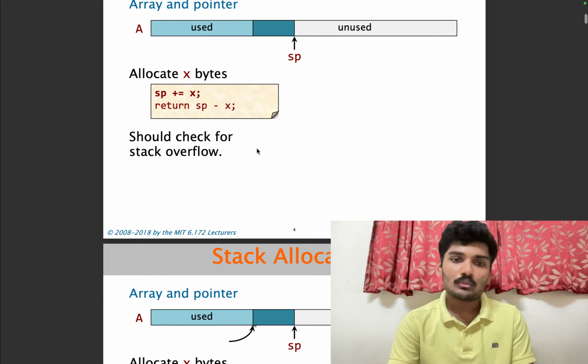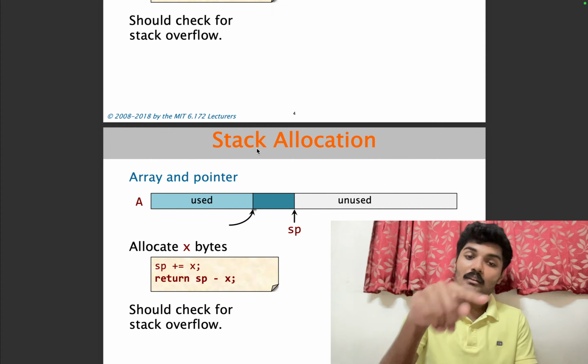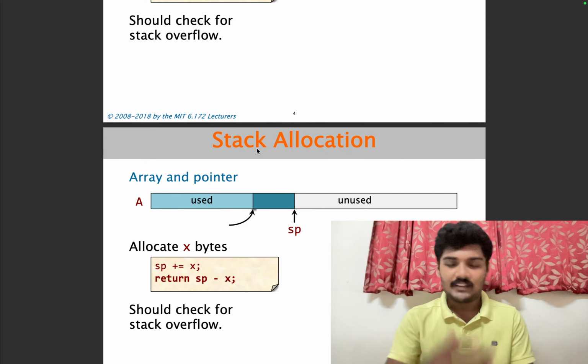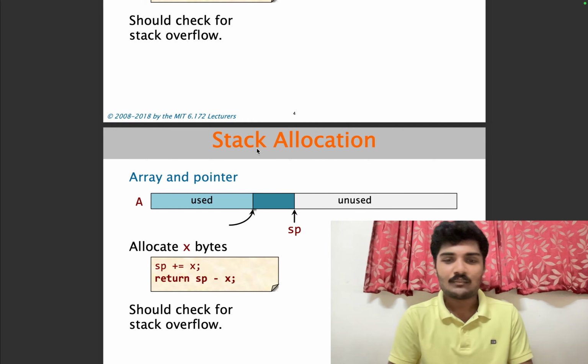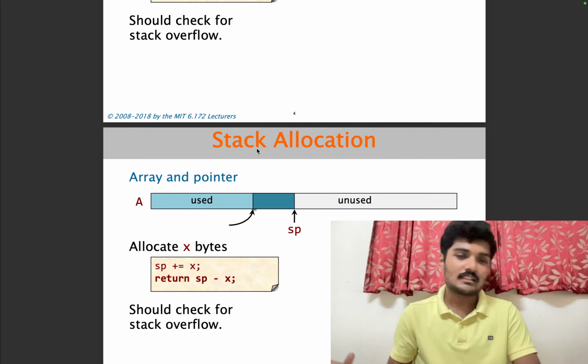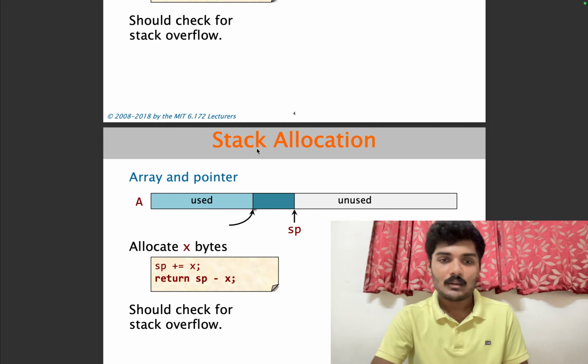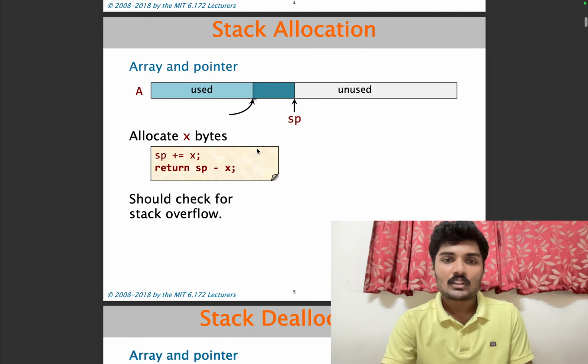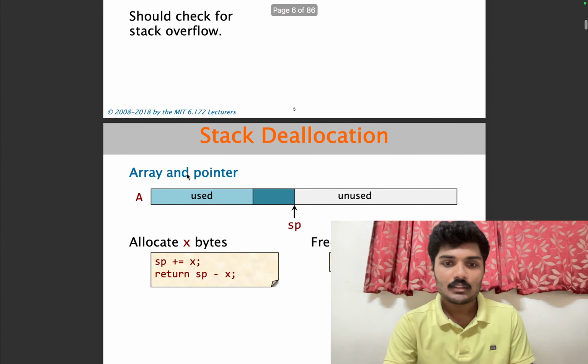It should check for stack overflow. There was a great pun inside the lecture related to Stack Overflow. Go ahead and watch that lecture. It's really good, one hour long, as I've said. I'll be completing it afterwards. So that's what is happening.